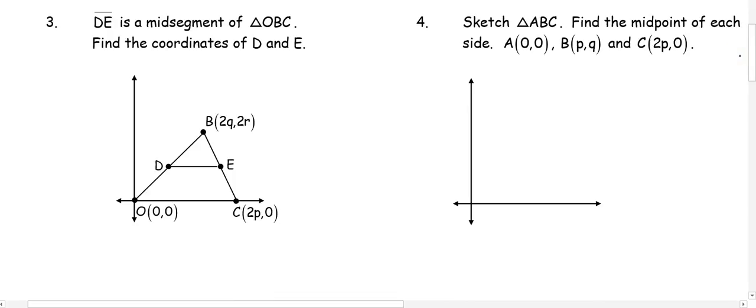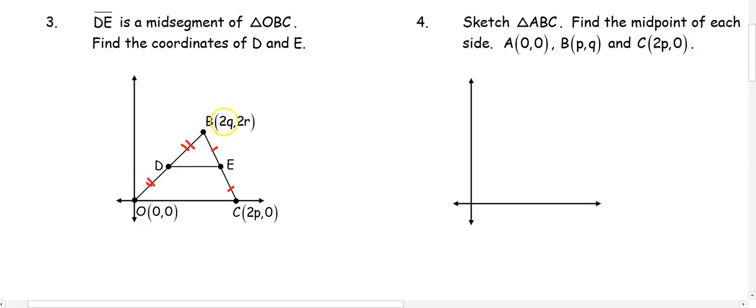Number 3, DE is a mid-segment of triangle OBC. Find the coordinates of D and E. So I know that D is a mid-segment, which makes this congruent, and E is a mid-segment, which makes this congruent. So when I'm looking at this, I need to figure out how I got from O to B. If O to B is split into 2 congruent parts, D is the midpoint.